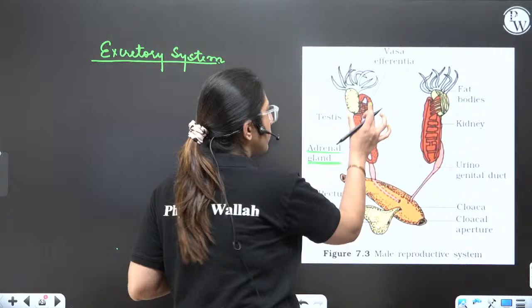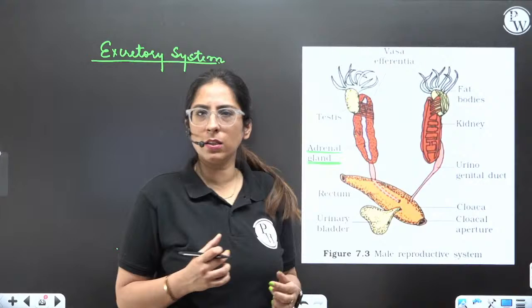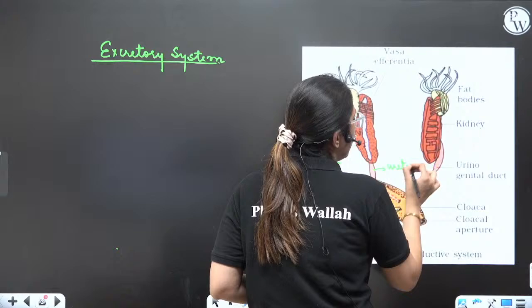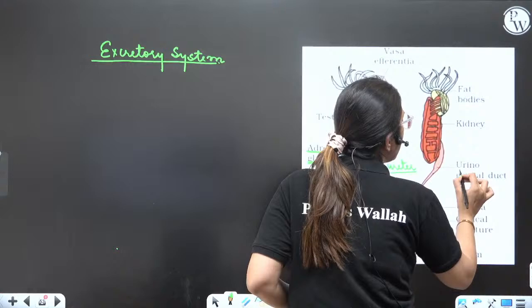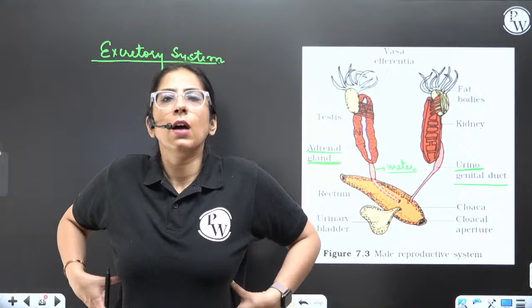In the kidney, uriniferous tubules, which are also termed nephrons, are there. They will form the urine. Urine will come here into this duct. What is this? This is the ureter. In case of male, the urine comes in the ureter and also the sperms come in the ureter. That is the reason here the name is mentioned as urinogenital duct, because it carries urine as well as the sperms.